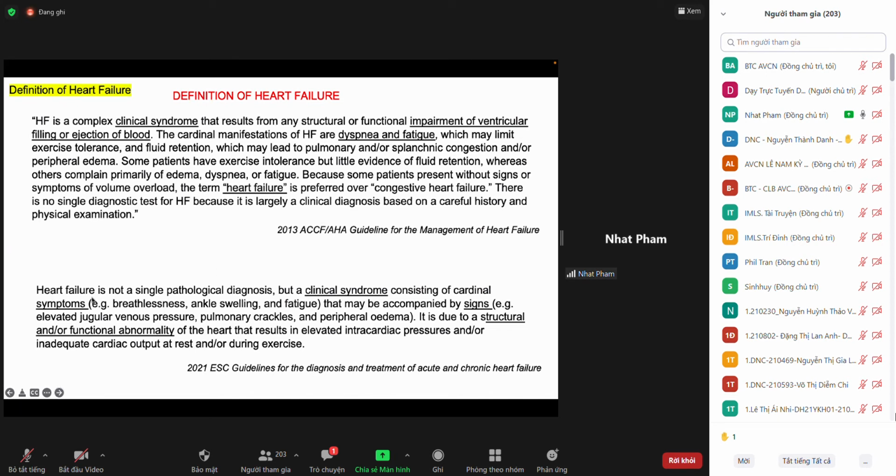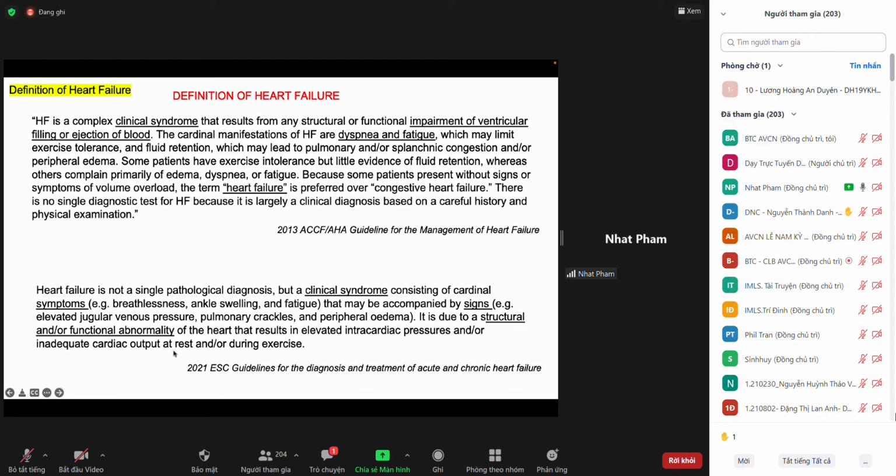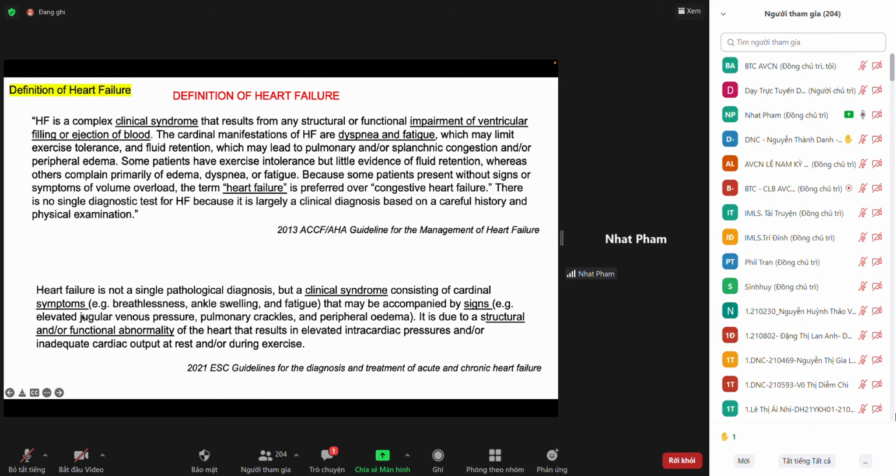Also, it is the same thing in the 2021 European Society guideline. It also says that it is a clinical syndrome. It combines signs and symptoms. The symptoms, for example, can be swelling or fatigue. For the signs, for example, elevated jugular venous pressure or crackles, something like that.